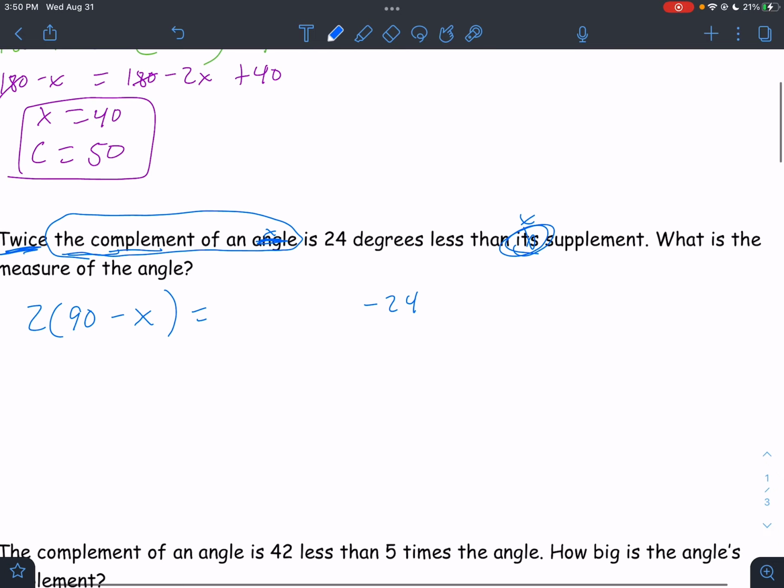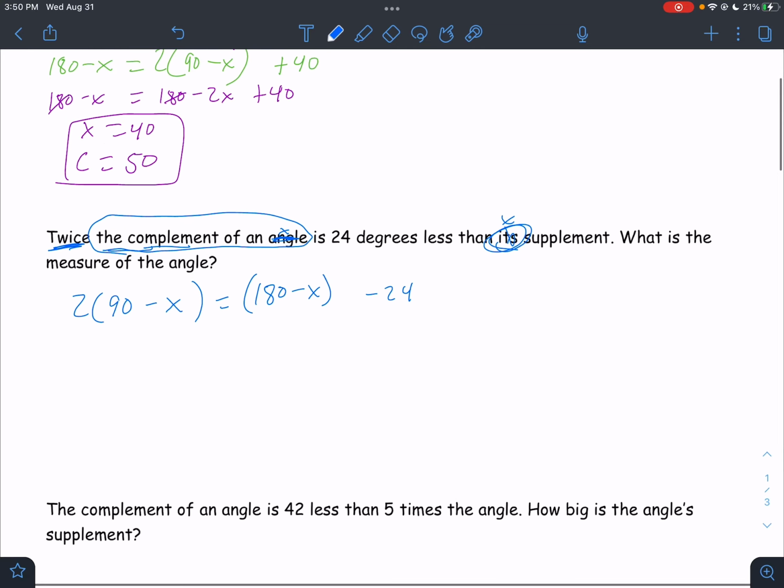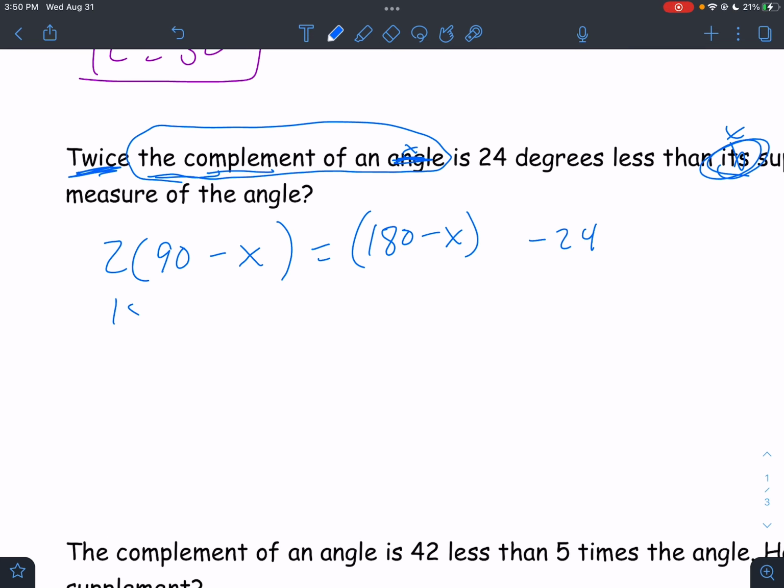Well, what is x's supplement? 180 minus x. So this is the equation. Twice the complement, 2 times 90 minus x, is 24 less than the supplement. So again, we have to distribute. That'd be 180 minus 2x equals 180 minus x minus 24. There's nothing to do with those parentheses, so they just go away.